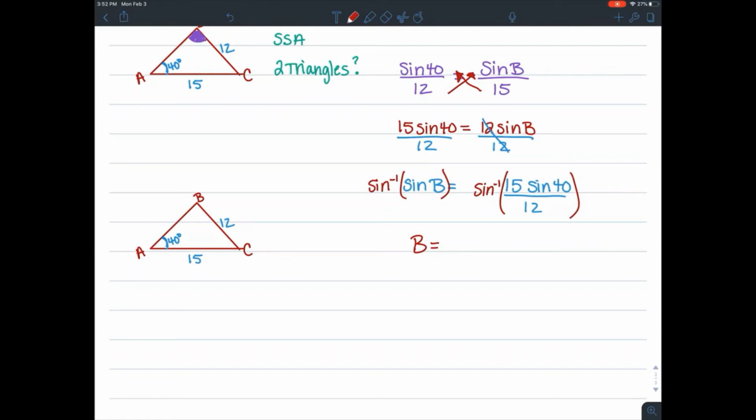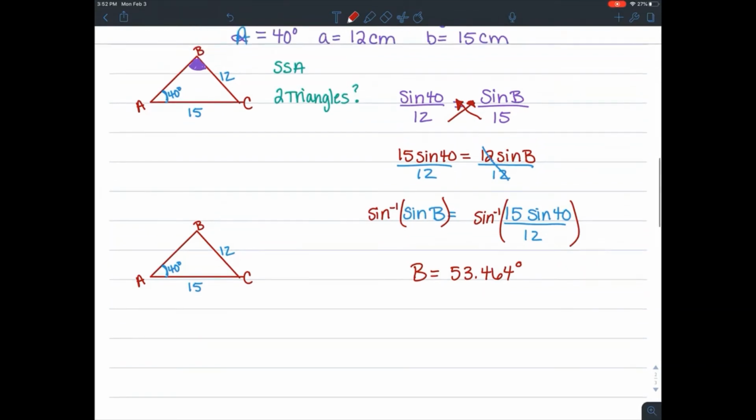So here, when I type this in the calculator and I solve for B, I got 53.464. I hope you typed that in to see if you got the same thing. And if you didn't get the same thing, you're probably not in degree mode. This whole day is in degree mode. The whole day tomorrow is also in degrees.